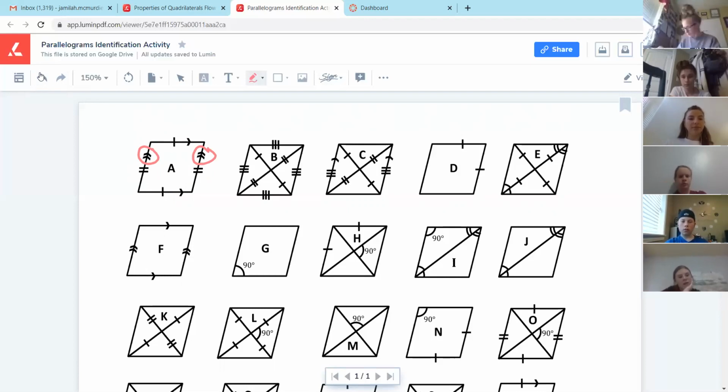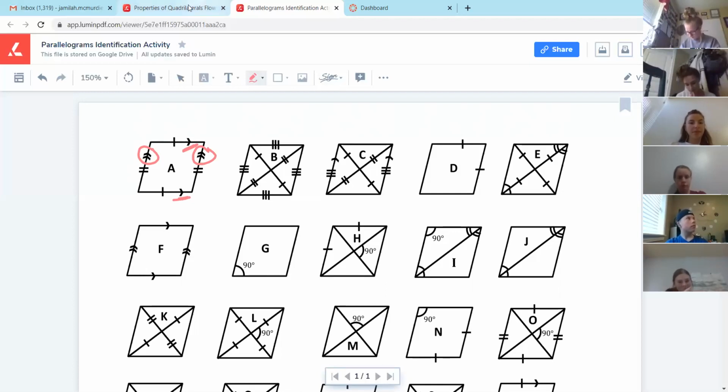Is it that they're parallel? Yeah, those tell us that it's parallel. So this side right here, the left side is parallel to the right side. And because of these little marks right here, I know the top is parallel to the bottom.